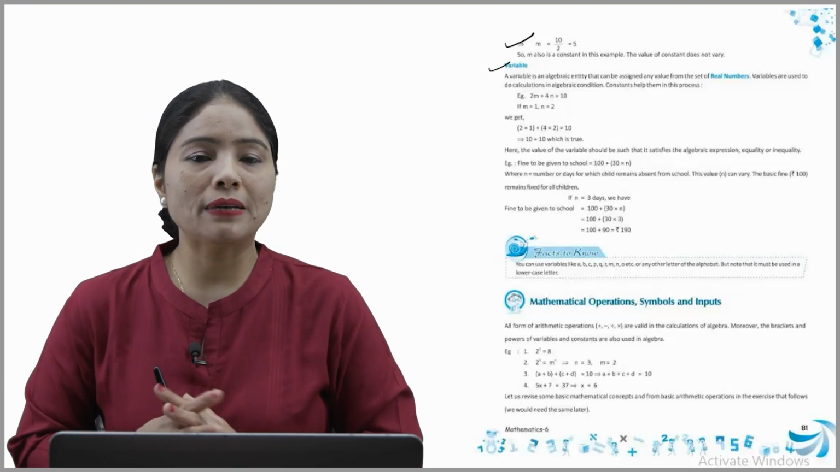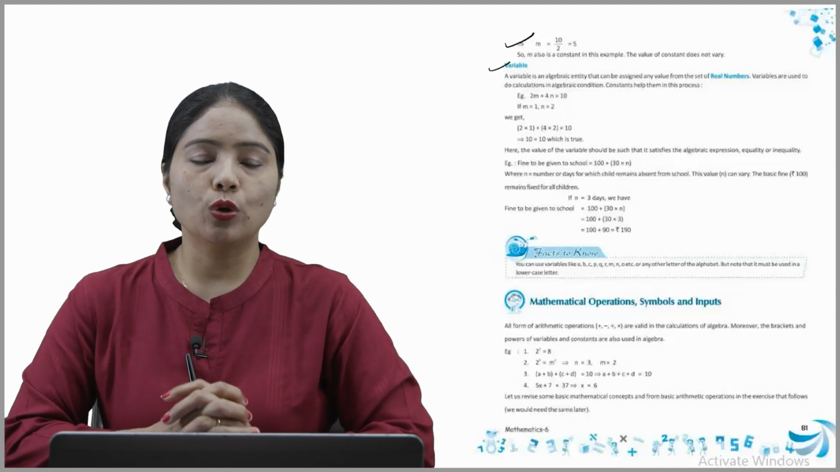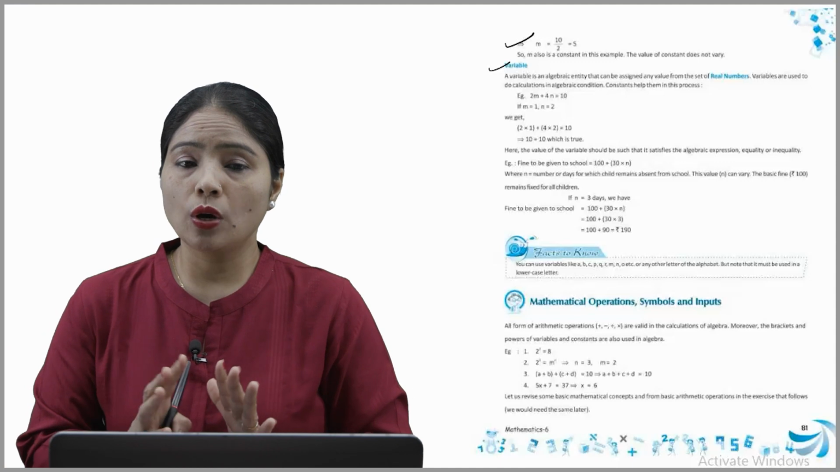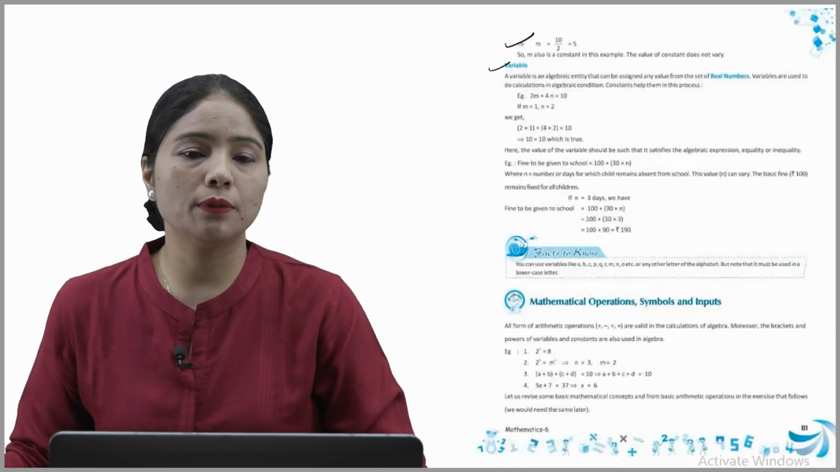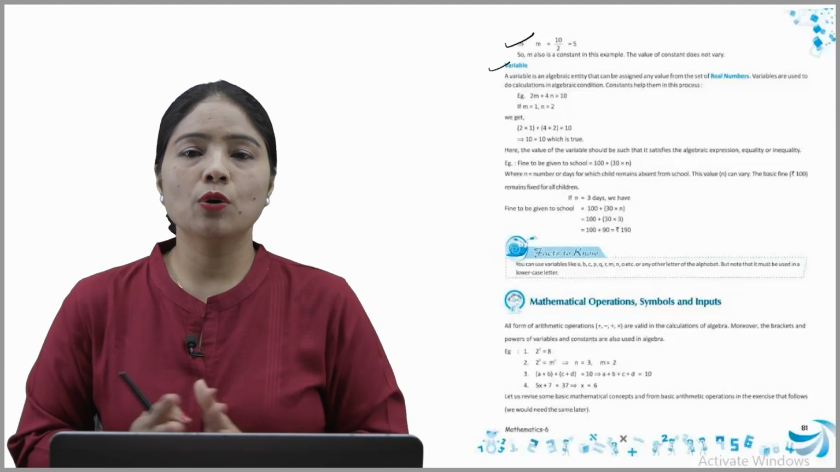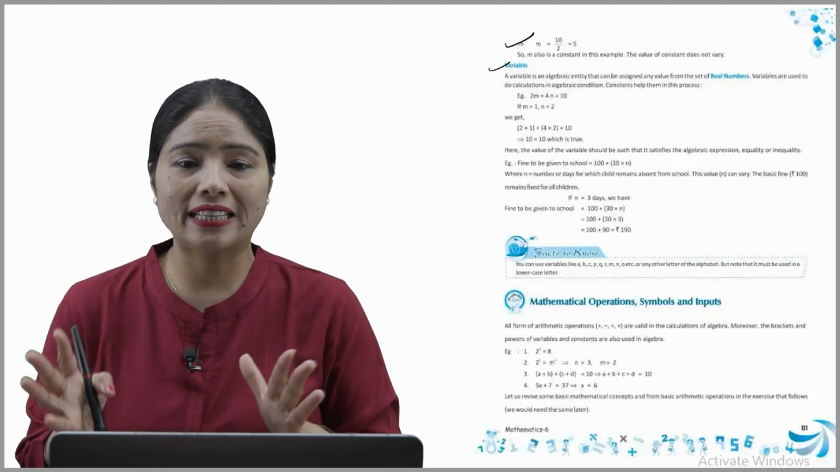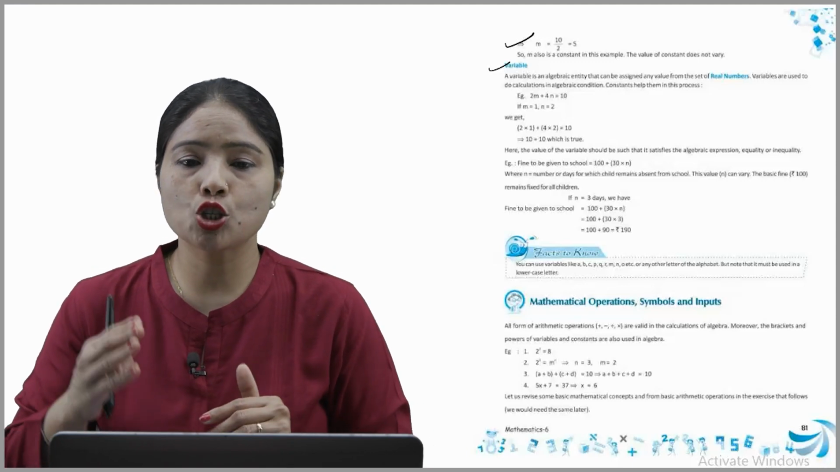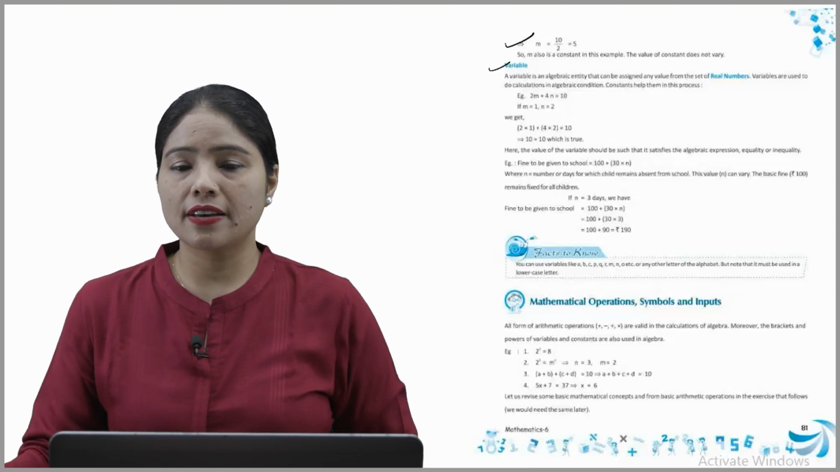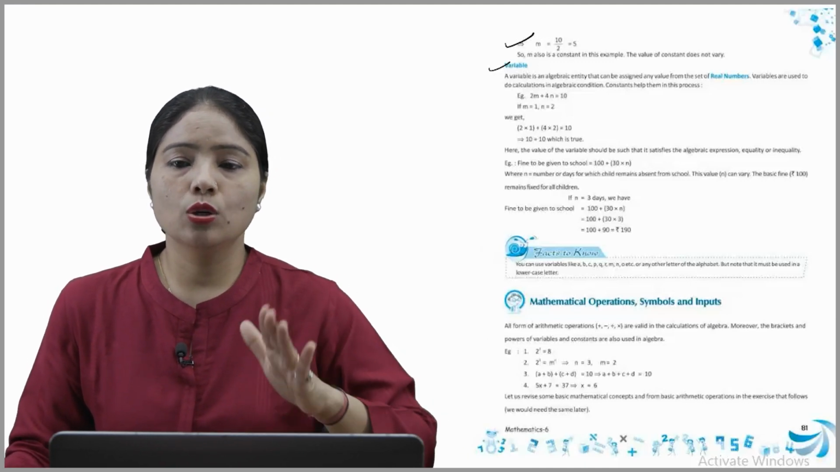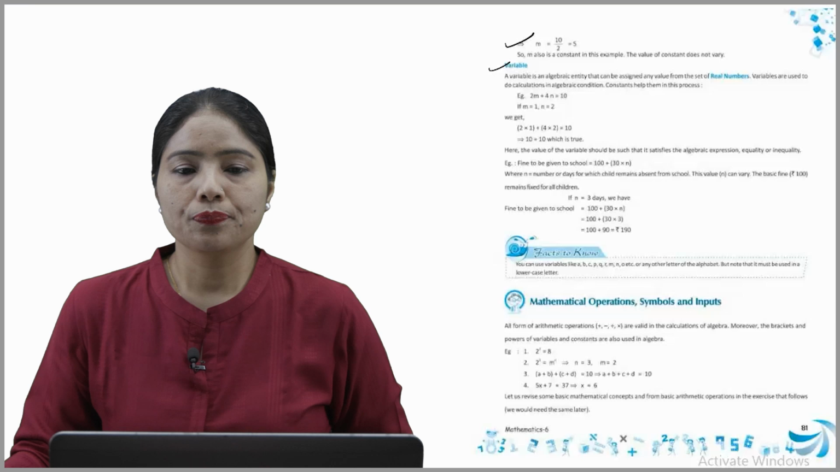Suppose 2m plus 4n is 10. So if m is equal to 1 and n is 2, what number do we get? 2 into 1 plus 4 into 2, that means 10. So 10 and 10, which is true, beta, these two are equal. Here the value of the variable should be such that it satisfies the algebraic expression's equality or inequality, beta.